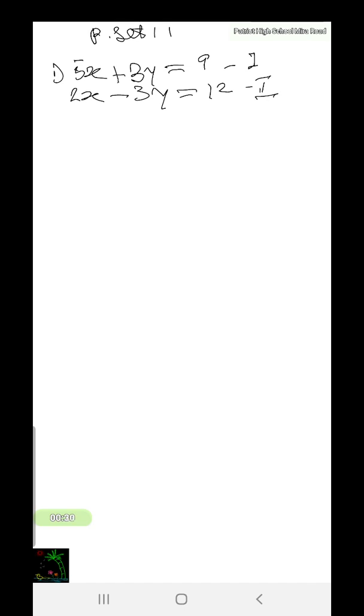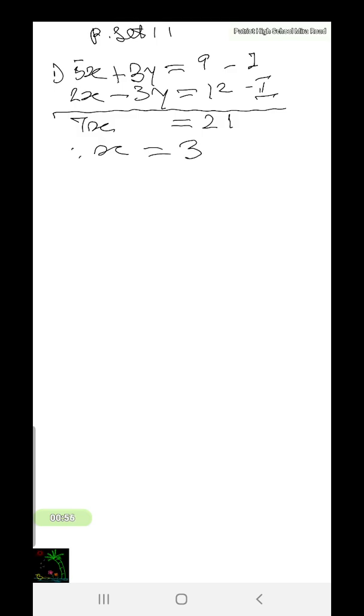The y component of the equation can be eliminated because the first equation has a plus 3 coefficient, and the second equation has a minus 3 coefficient for the variable y. Therefore, adding the two equations, we get 7x is equal to 21. Y gets eliminated. Therefore, x is equal to 3.